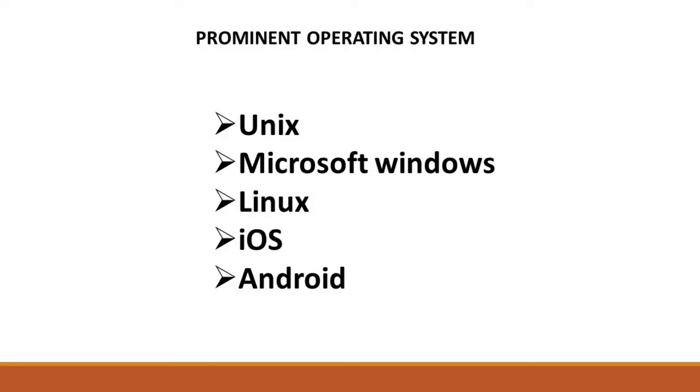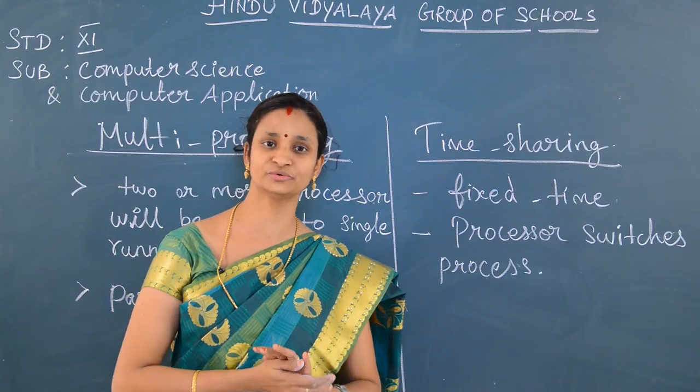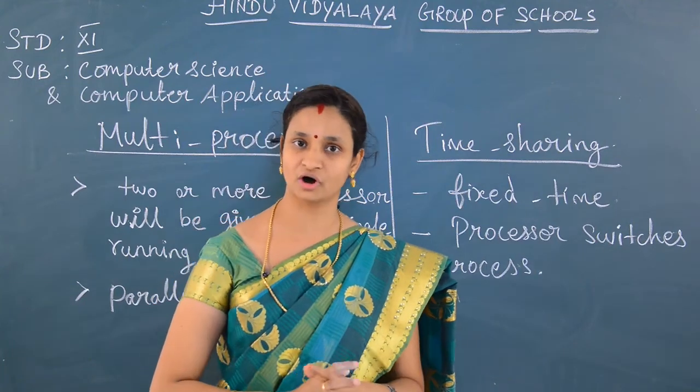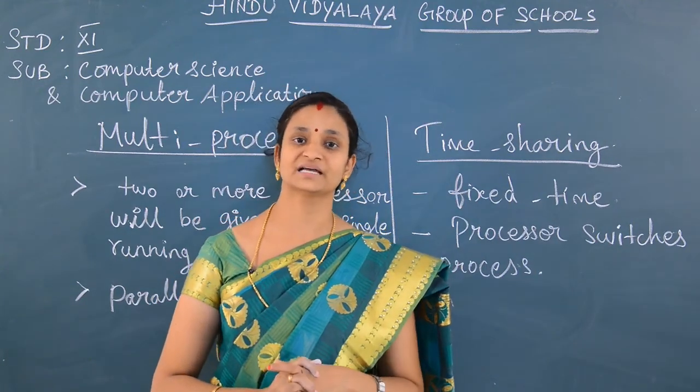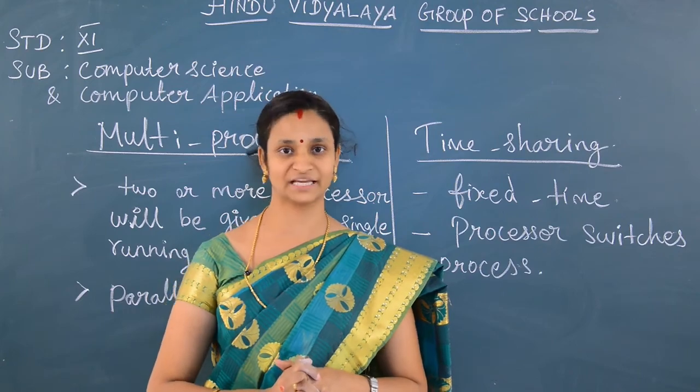Prominent operating systems: Unix, Windows, Linux, Android, iOS. These are actually known as prominent operating systems. So students, kindly go through the concept once or twice and try to answer the given assignment questions.